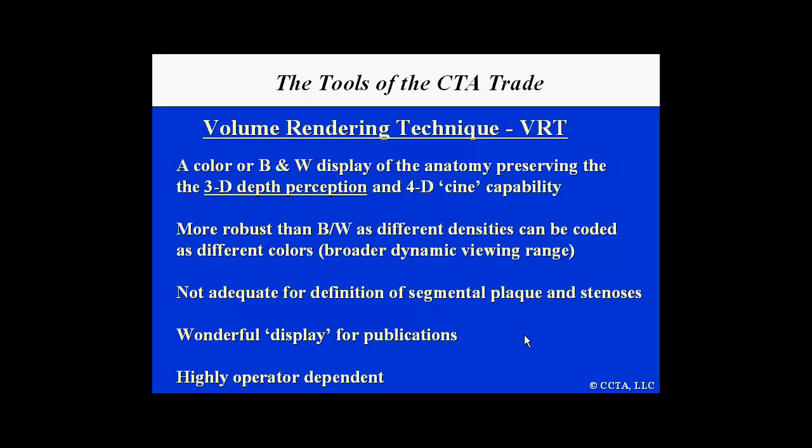Volume rendering technique, VRT, is a color or black and white display of the anatomy, preserving the 3D depth perception and the 4D cine or time capability. It is much more robust than a simple black and white image, as different densities can be coded at different colors. That provides a broader dynamic viewing range. It is, however, not adequate for definition of segmental plaque and stenoses. It is a wonderful display for publications, but is highly operator dependent.